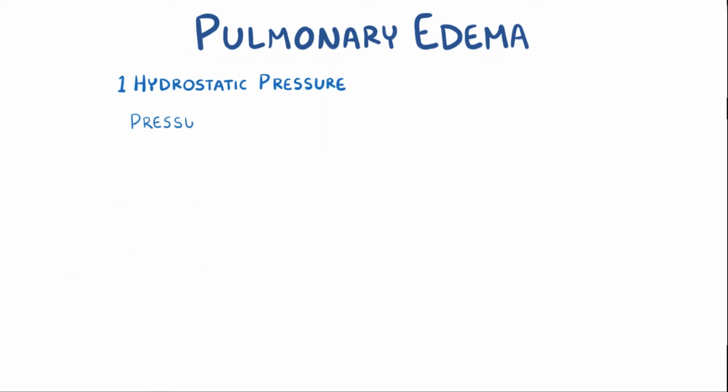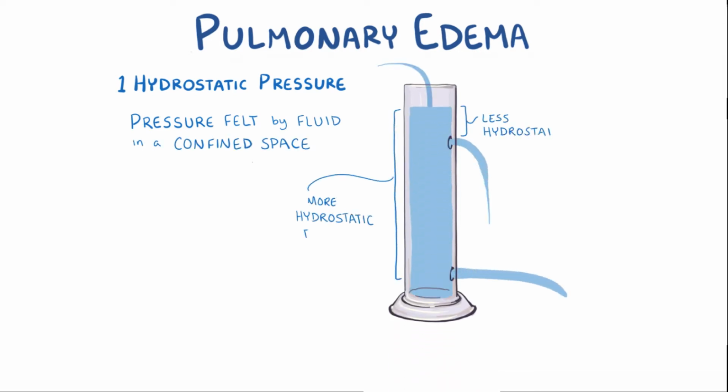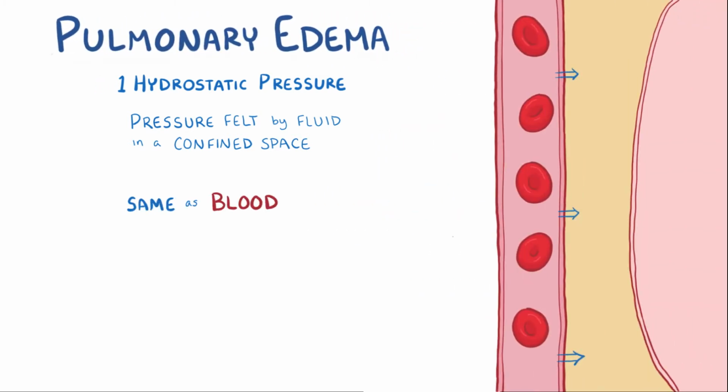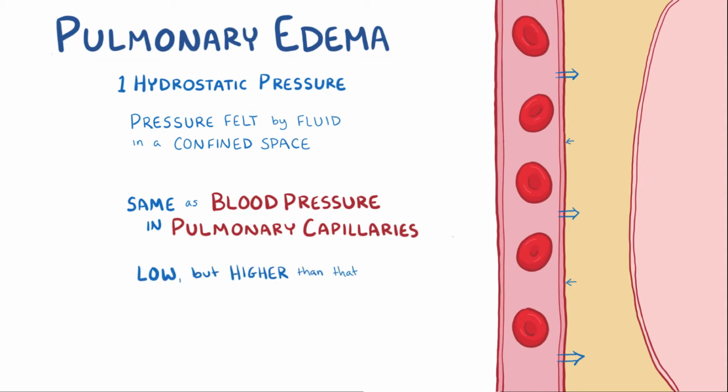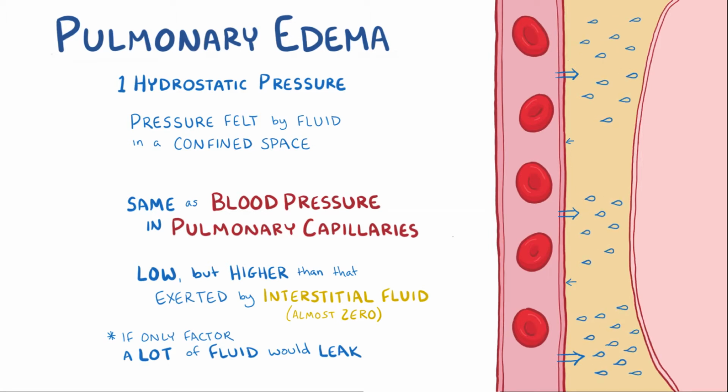Hydrostatic pressure refers to the pressure felt by fluid in a confined space, pushing the fluid out of that space. In the interstitial space, it's the same thing as the blood pressure in the pulmonary capillaries. And because the pulmonary circulation is a low pressure system, the hydrostatic pressure is pretty low. But it's still higher than the hydrostatic pressure exerted by the interstitial fluid of the lungs, which is almost zero. So to be clear, if hydrostatic pressure was the only factor involved, a lot of fluid would be continuously leaking out of the pulmonary capillaries and into the lungs' interstitial space.